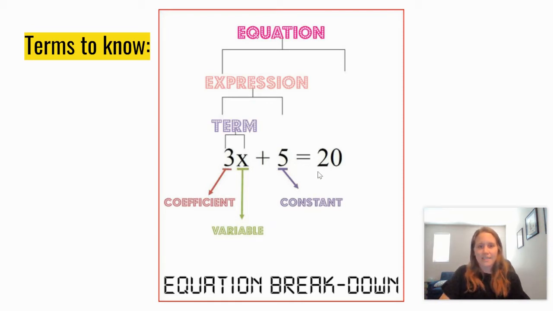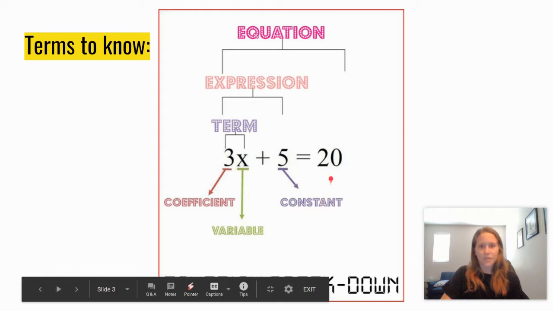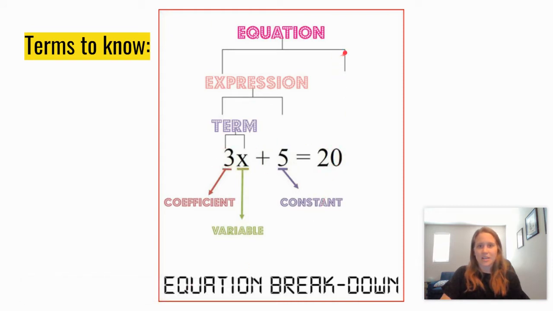Take a look at this math sentence here. This whole thing, 3x plus 5 equals 20, with that equal sign. The whole part here is called an equation. You can see this bracket right here is telling me the entire thing is called an equation. If I'm talking about just this part, the 3x plus 5, that's called an expression. And if I'm talking about an even smaller piece of this sentence, this is called a term.